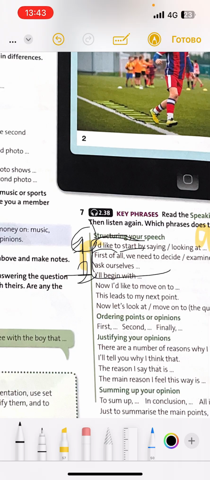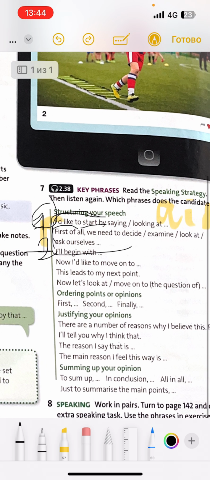And this one, this leads to my next point. What is leading? It continues the second point, leads to my new point. For example, the school trips are very important. This leads to my next point, that people should travel and your children should travel, something like that. And now let's move on to the question.